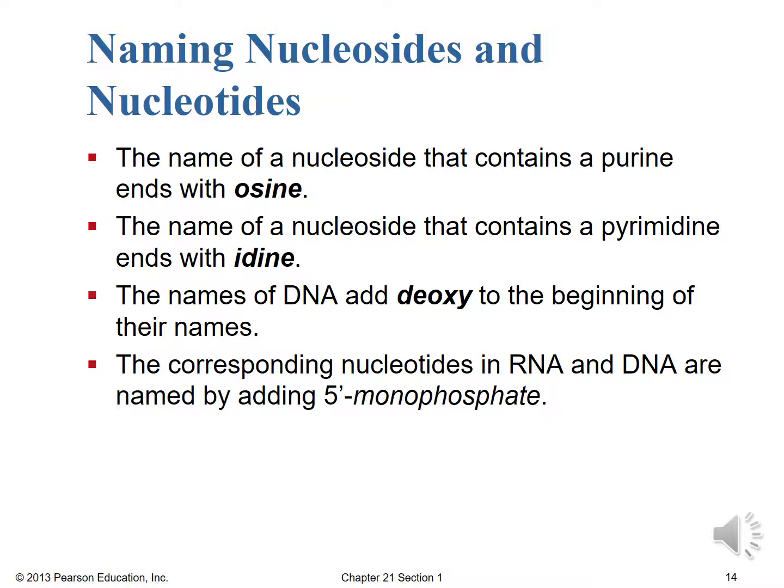We've covered them all. So hopefully you notice that the name of a nucleoside that contains a purine ends with osine, whereas the name of a nucleoside that contains a pyrimidine ends with idine. The idine should be easy because that's how pyrimidine itself ends. So hopefully you've caught on there. For the names of DNA components, we add deoxy to the beginning of their names, so that's nice and easy, just like deoxyribose versus ribose. And the corresponding nucleotides in RNA and DNA are named by adding 5' monophosphate. So there we have our scheme for naming nucleosides and nucleotides.